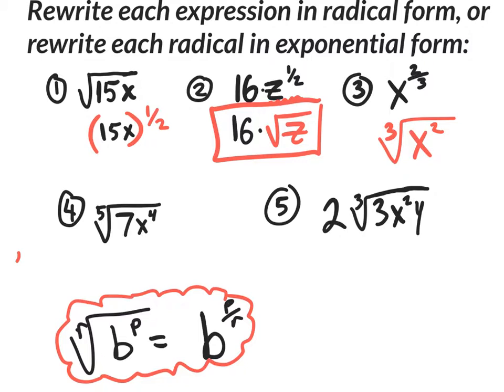How about number 4? What do we have on number 4? We have the fifth root of this whole thing. I mean, 7x to the 4th, all of it is inside the radical. So if I want to rewrite it, I want to rewrite all of it, but as to the 1/5 power. So what's in there? 7x to the 4th. We don't have to do any math. That's it. You're just rewriting from radical to exponential, or from exponential to radical.